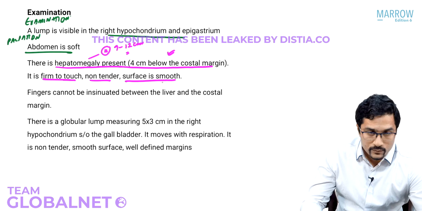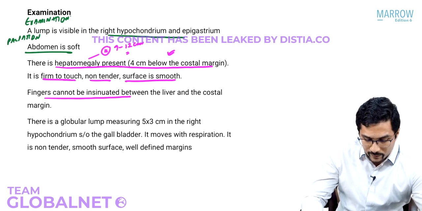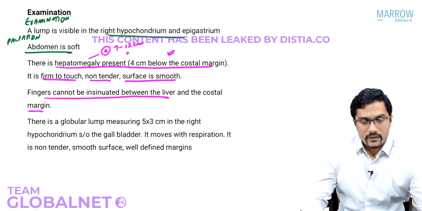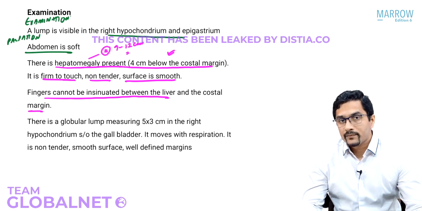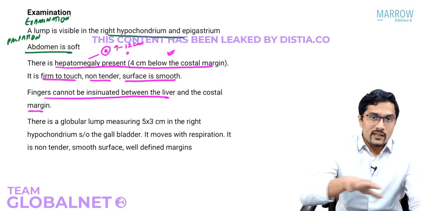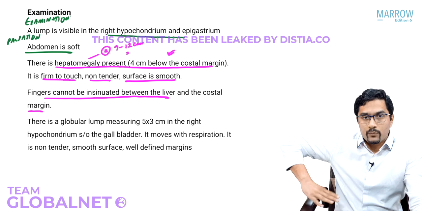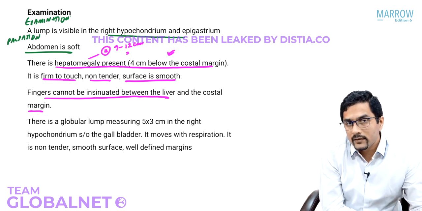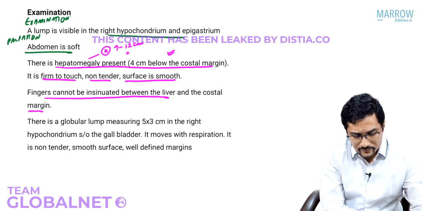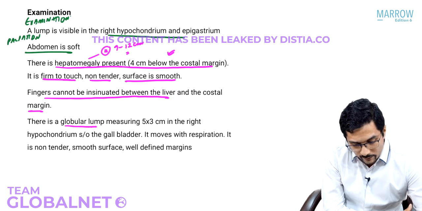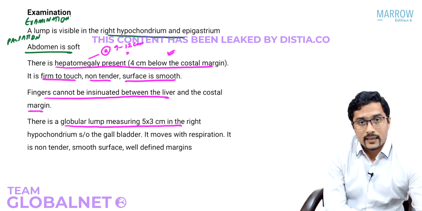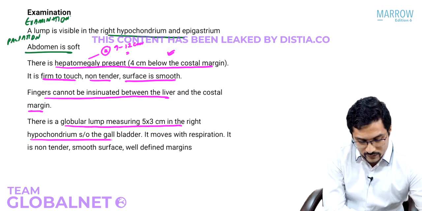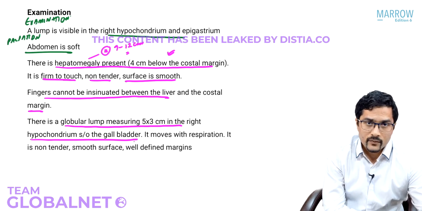Non-tender, surface is smooth. Fingers cannot be insinuated between the liver and the costal margin. Right? So that's why we know it's the liver, because you can't insinuate, you can't put your fingers between the costal margin and the lump. There is a globular lump 5 into 3 centimeters in the right hypochondrium, suggestive of the gallbladder, right?